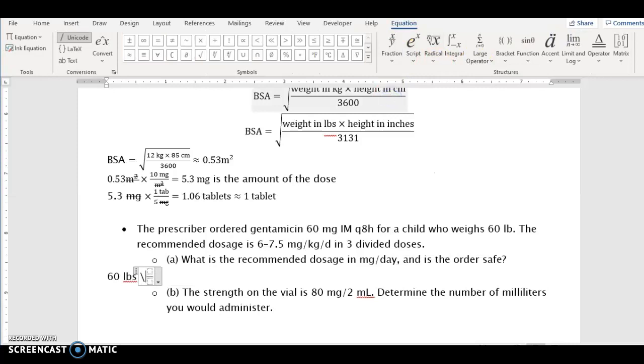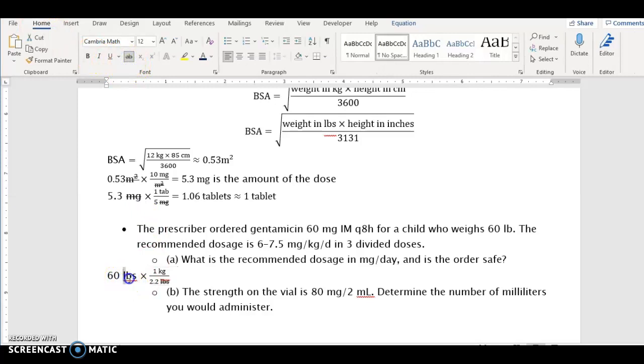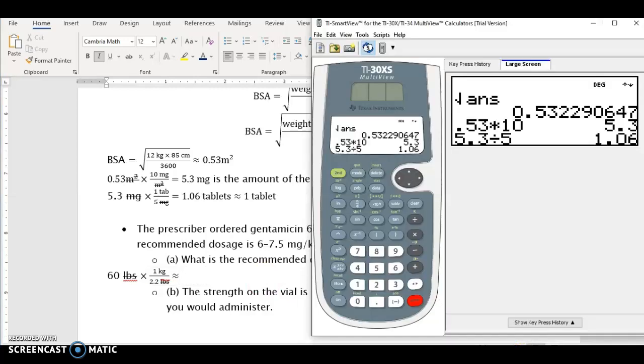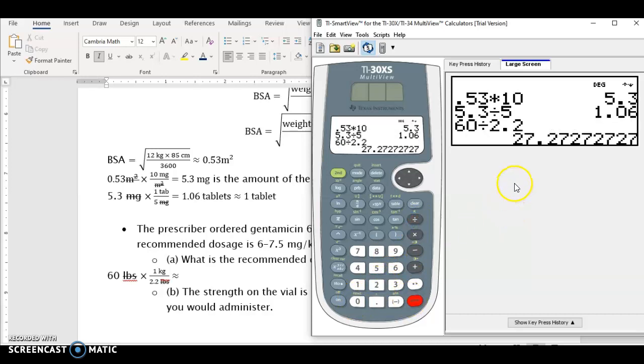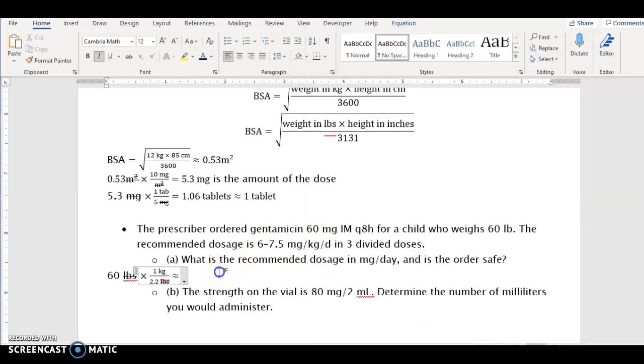Let's go ahead and set it up. So multiply by 1 kilogram over 2.2 pounds. We are essentially dividing by 2.2. So take 60 and divide it by 2.2. Let's round that to the nearest tenth. So that 2 gets rounded up to 3, so 27.3 kilograms. This is the patient's weight.